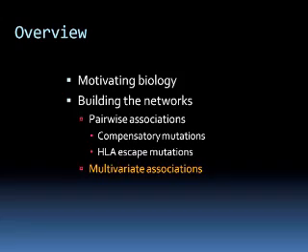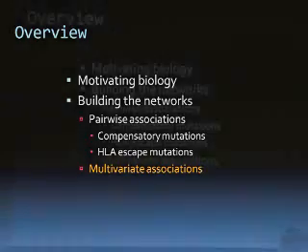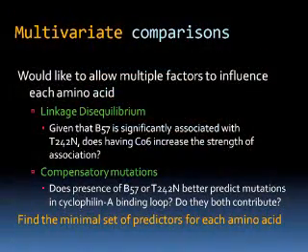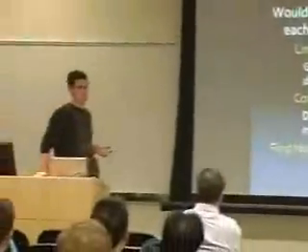So what we'd like to do is move beyond pairwise associations to multivariate associations. And this, I think, is where things start getting a little more interesting as far as what we get out in the end. Really, our ultimate goal is to find the minimal set of predictors for each amino acid. So given the set of sequences, given the HLA types, can we predict what the specific amino acids are that will arise in a given patient?